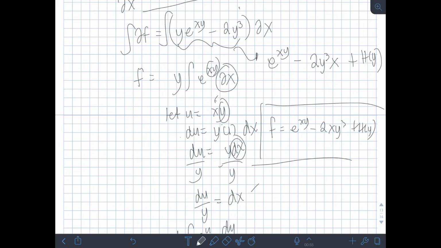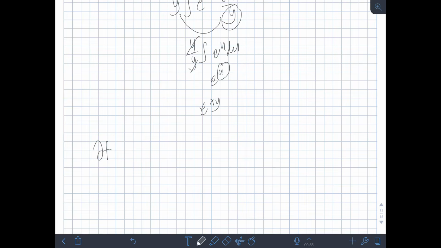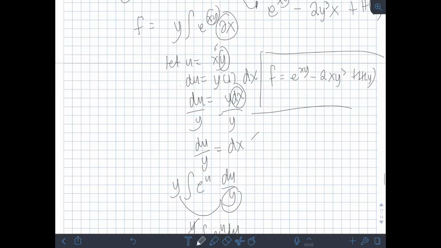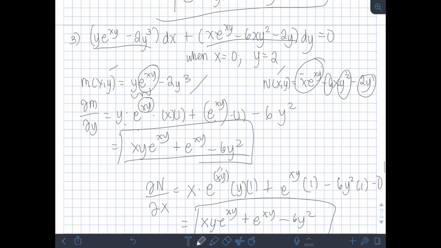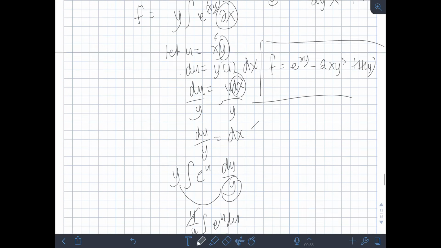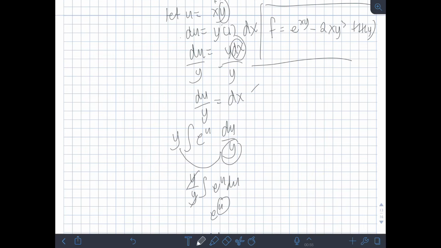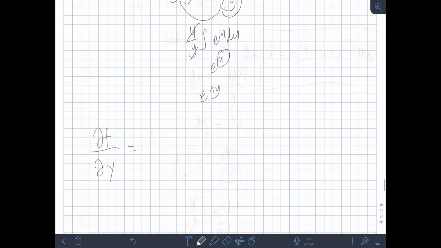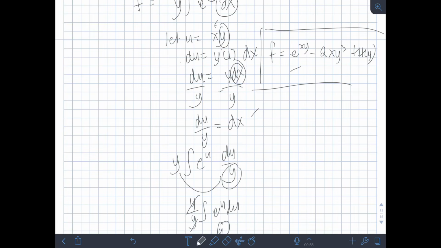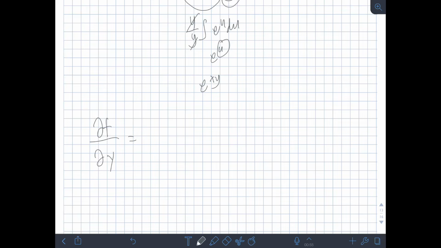Then, next step, we take the partial derivative of this f with respect to y this time, and then equate it to N of x comma y. This expression here. So, let's first take the partial derivative of the f we got. It's e raised to xy minus 2xy cubed plus h of y. What is the partial derivative of e raised to xy with respect to y? Chain rule: e raised to xy multiplied by the derivative of xy with respect to y. x is constant, so we have x times the derivative of y, which is 1.